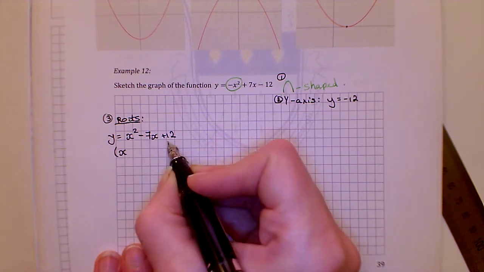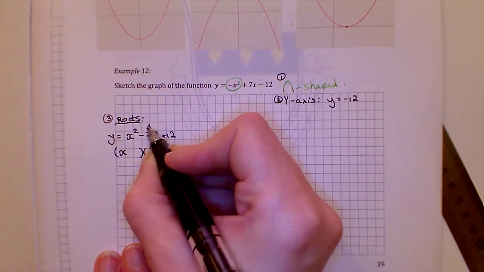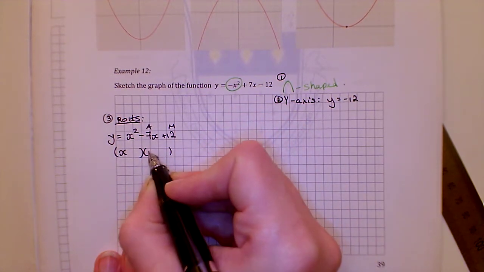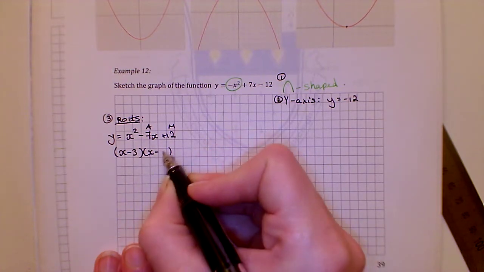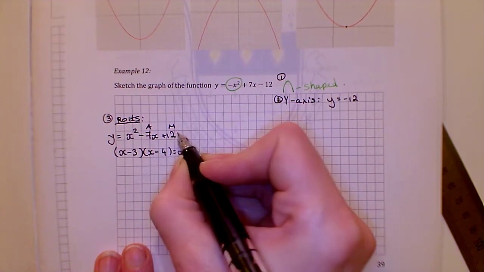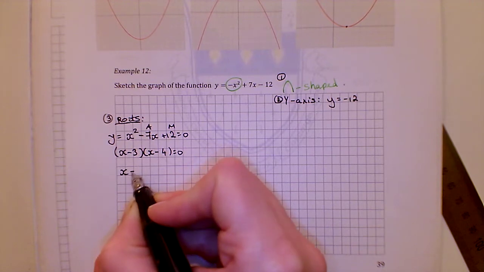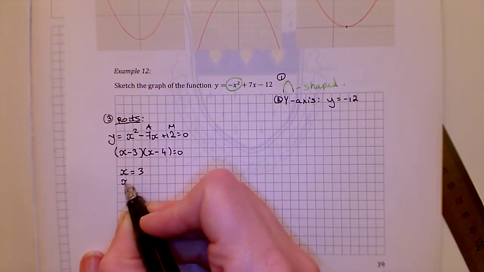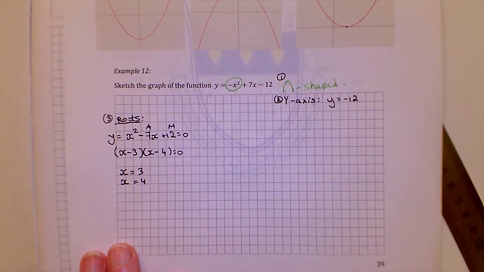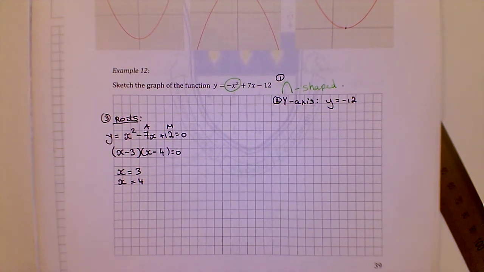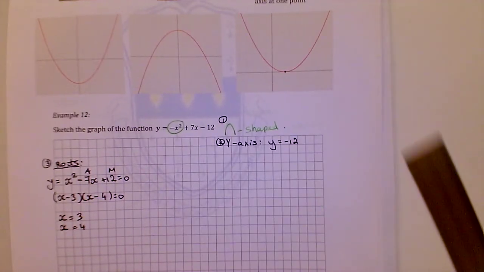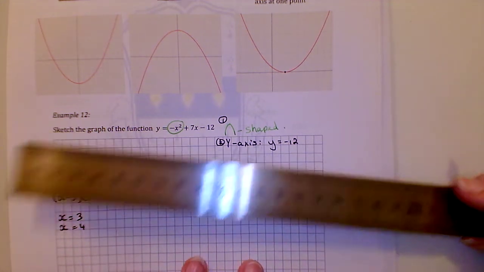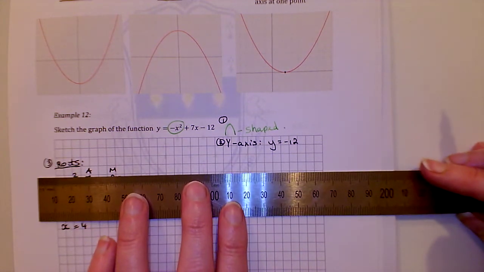Looking for something that adds to give me minus 7 and multiplies to give me plus 12. So we know that they have the same sign and they're both minus. x minus 3 and x minus 4. You can use the minus b formula if you prefer. So we get x equals 3 and x equals 4 to be our roots, which means we can now sketch the graph of this equation. It's N-shaped, it goes through the y-axis at minus 12, and it goes through the x-axis at 3 and 4.